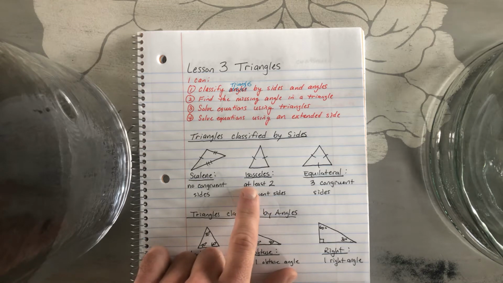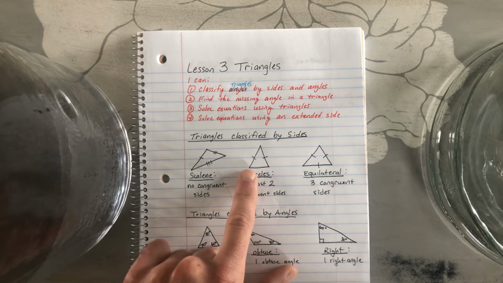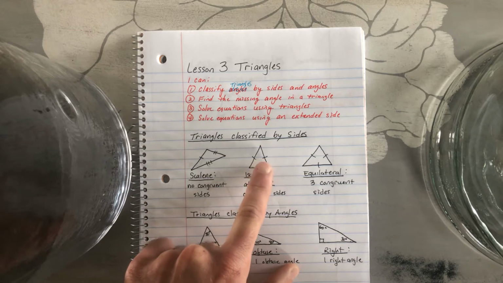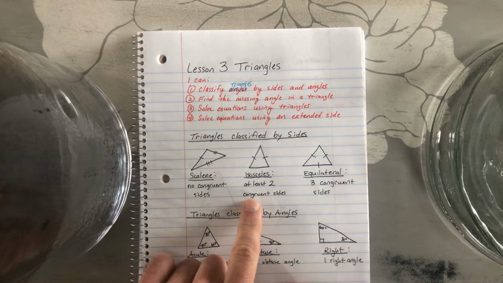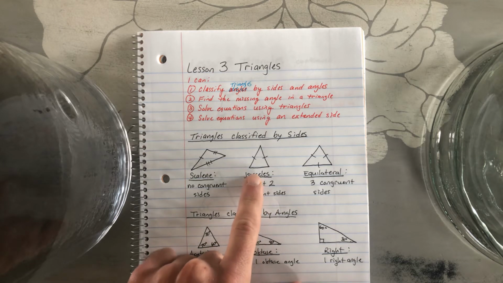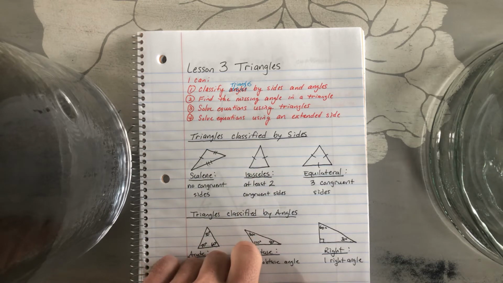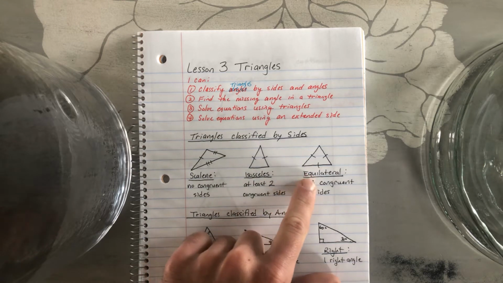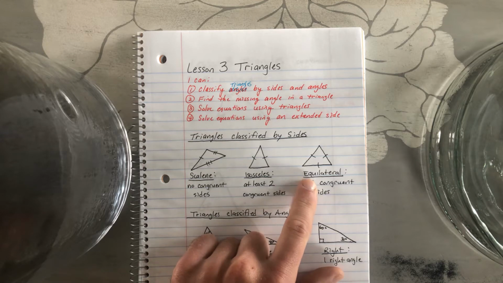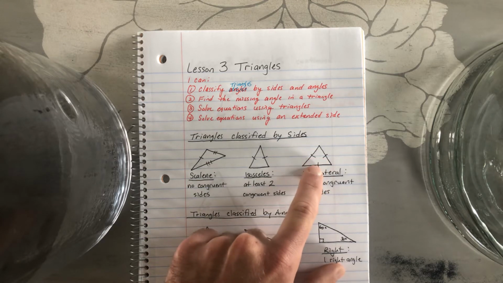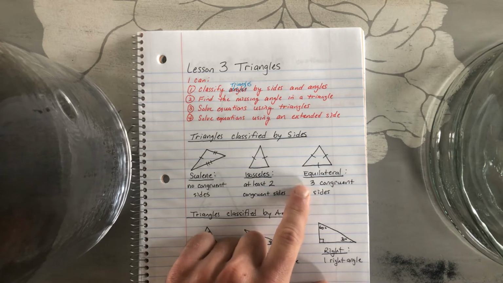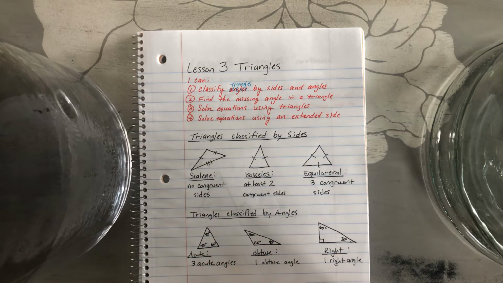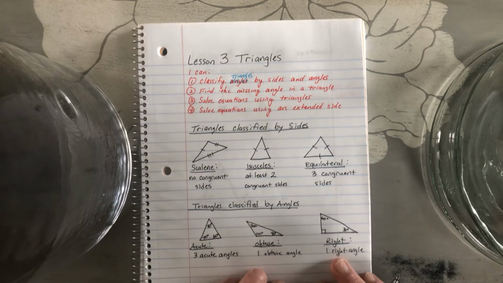Here we have isosceles. Isosceles triangles, you can see those two are marked with a single mark, therefore they are the same length. And so isosceles triangles are classified as having at least 2 congruent sides. So this is called an isosceles triangle. And over here we have a triangle that's called equilateral. Equilateral has 3 sides that are all the same length. Therefore 3 congruent sides means it's equilateral. So those are the classifications based on the side length.